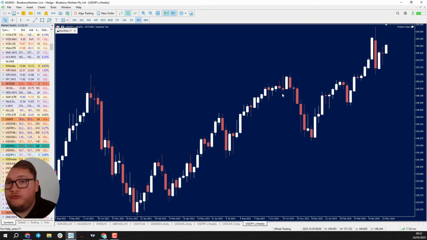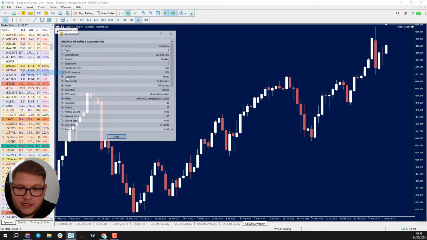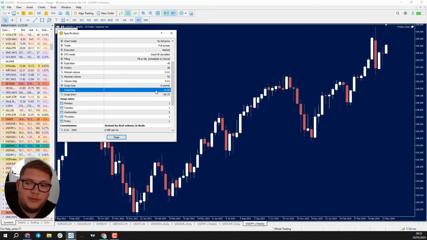That's a large reason why dollar yen has been doing so well, especially while the US has been hiking interest rates. If they're going to leave interest rates higher for longer, then the carry trade there still exists. If we click onto specifications and come down, we can see the swap long is currently 12.08 in points. So you're basically going to get a potential carry of 12 points per evening, and that triples on a Wednesday. That is quite a substantial potential gain from holding dollar yen long, and again, that's why dollar yen has been doing so well recently.